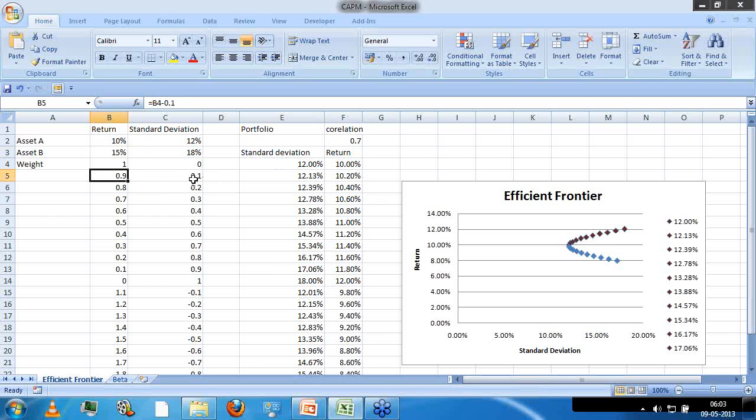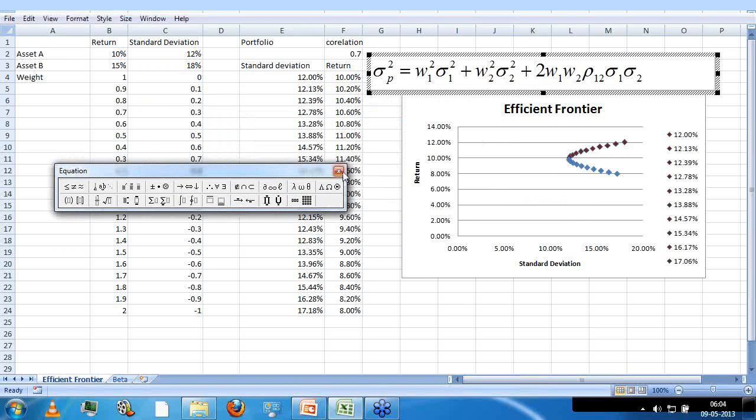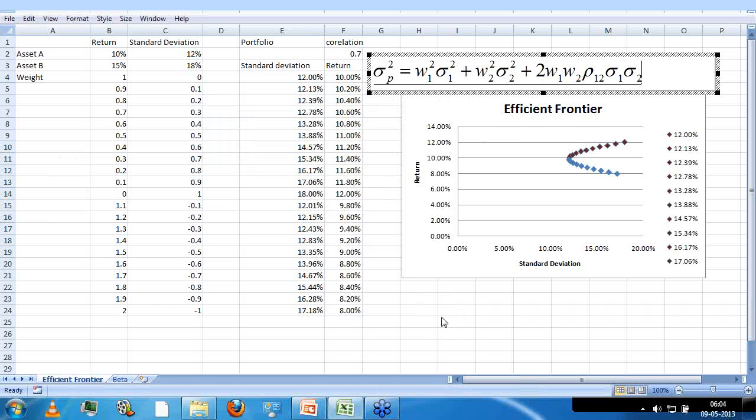So the overall return would be 0.9 into 10, that is 9%, plus 1.5%. This will come to be around this figure, right? Similarly, for this case, so it is very easy to calculate the return of the portfolio when the return of individual assets are given.